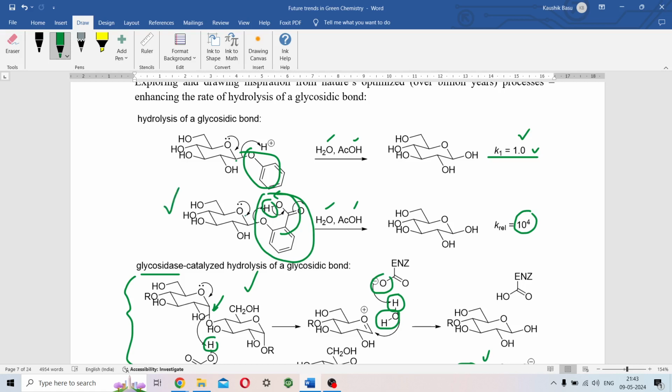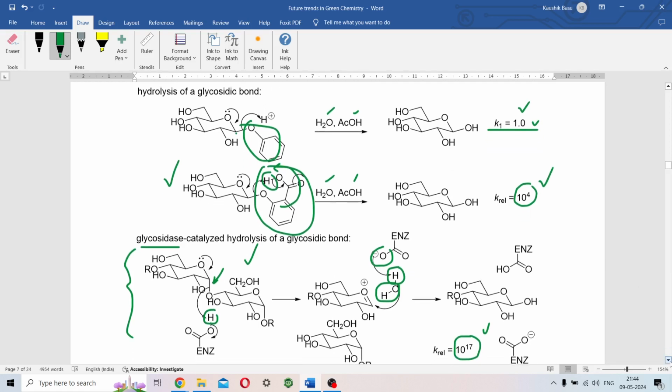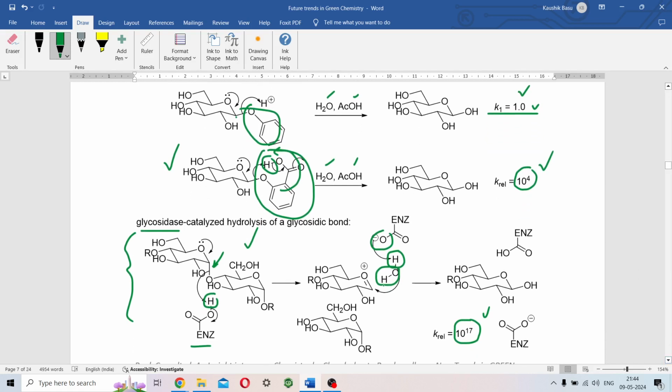So definitely we expect rate enhancement. And if you have gathered your knowledge from the enzymatic hydrolysis of this glycosidic bond, and you have replicated that knowledge, you understood that there is a need of a proton source close by, and therefore you have appended one carboxylic acid group onto your molecule so that the hydrolysis rate is improved, then it's a biomimetic synthesis.